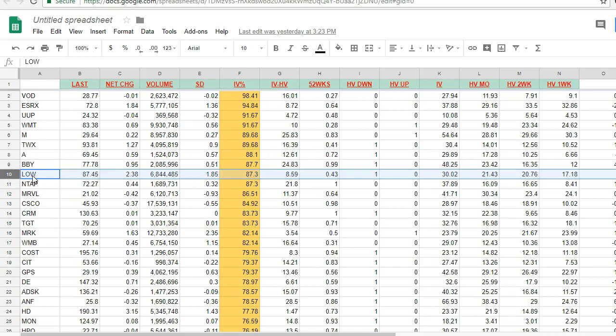Next, Lowe's. Volume is 6 million, so it's a pretty liquid stock. See, standard deviation is 1.85. If everything looks good, I put this aside for the next day or two. I follow this because when the standard deviation is high, there could be some bad news or good news, whatever. I just want it to settle down before I get into it.